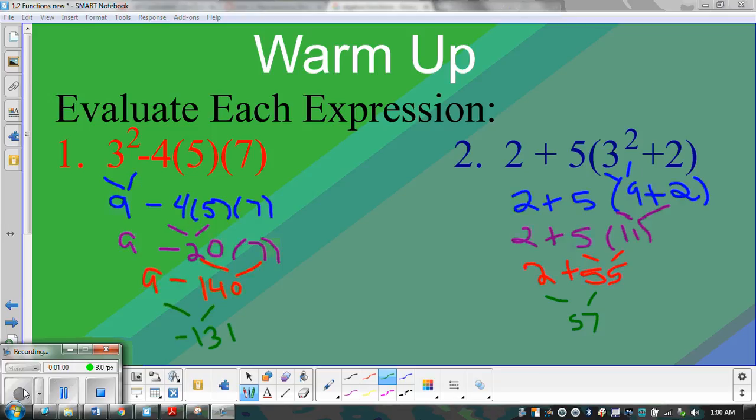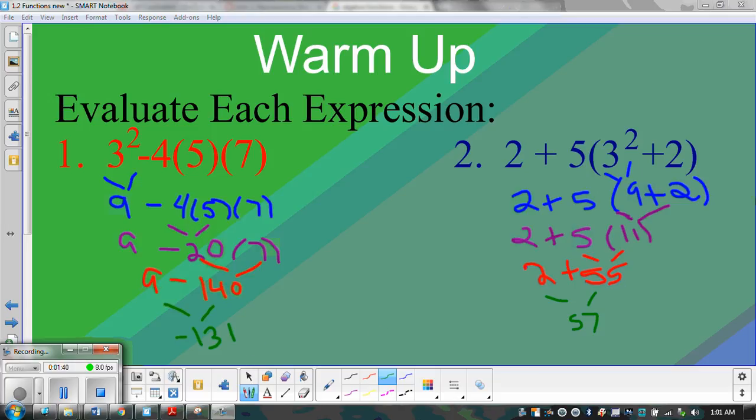On number 1, did you start with the exponents? Because remember, these are not really parentheses because there is not a problem inside them to solve. 3 squared is our first exponent. 3 squared is 9. I simply rewrote everything else. I looked and saw multiplication would come next, so I've got 4 times 5 is 20. So we have 9 minus 20 times 7. Multiply again. 20 times 7 is 140. 9 minus 140 is a negative 131. If you made any mistakes, please take a moment, make the corrections now.